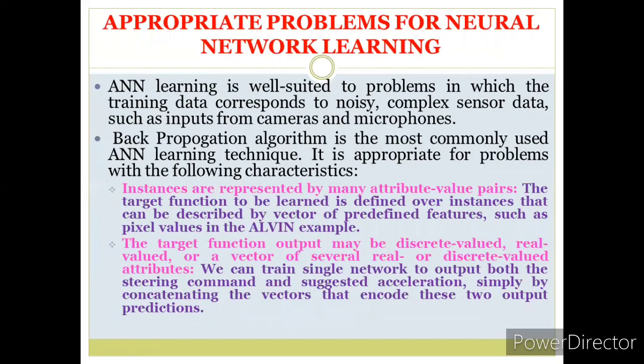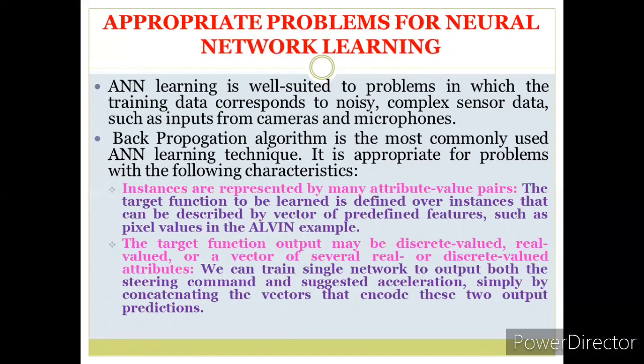Now let us see where neural network learning can be used. In an artificial neural network, learning is well suited to problems in which the training data corresponds to noisy, complex data, such as inputs from cameras and microphones.